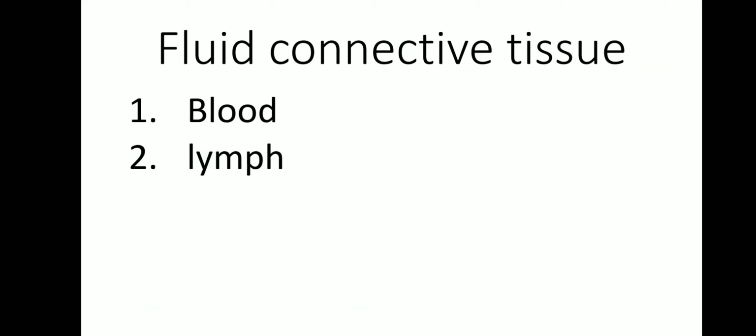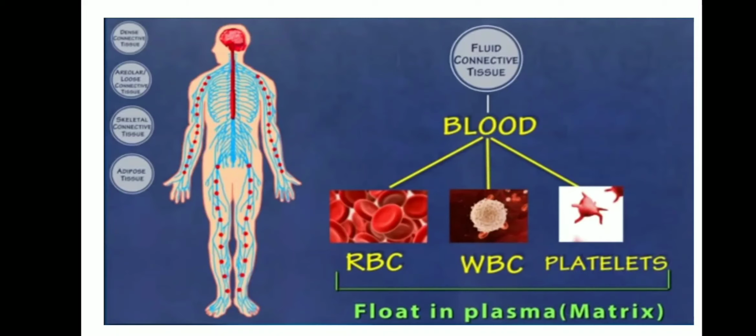Am I clear, children? And next we are coming to fluid connective tissue. Fluid connective tissue is of two types, blood and lymph. We are going to see about blood and lymph coming under the fluid connective tissue. The blood contains corpuscles which are red blood cell. Red blood cell is otherwise called as erythrocytes. Next, white blood cells. White blood cells are otherwise called leukocytes and platelets. So blood contain three kind of corpuscles. They are red blood cells, white blood cells and platelets.